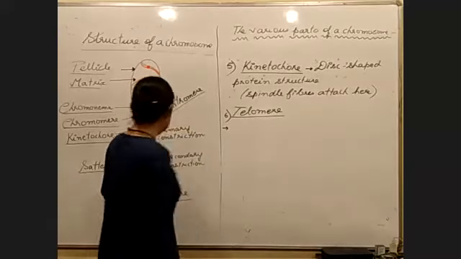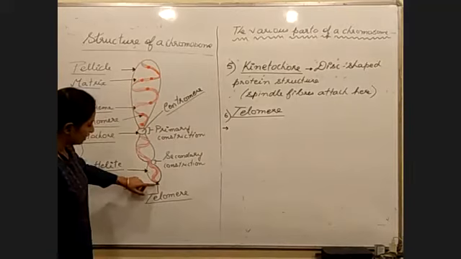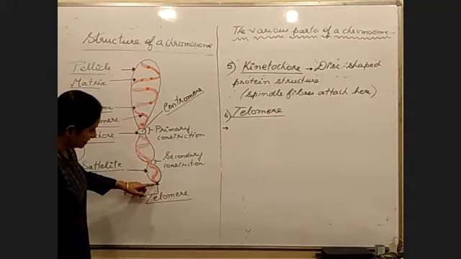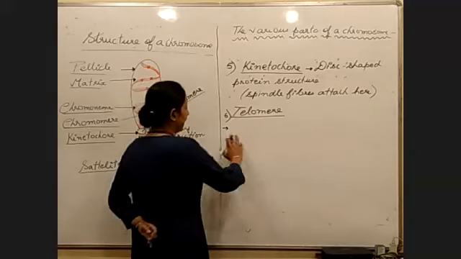Next, we are talking about the telomere. If you see, this part is called the telomere. What is the telomere? The tip of the chromosome, or the end of the chromosome, is called the telomere.